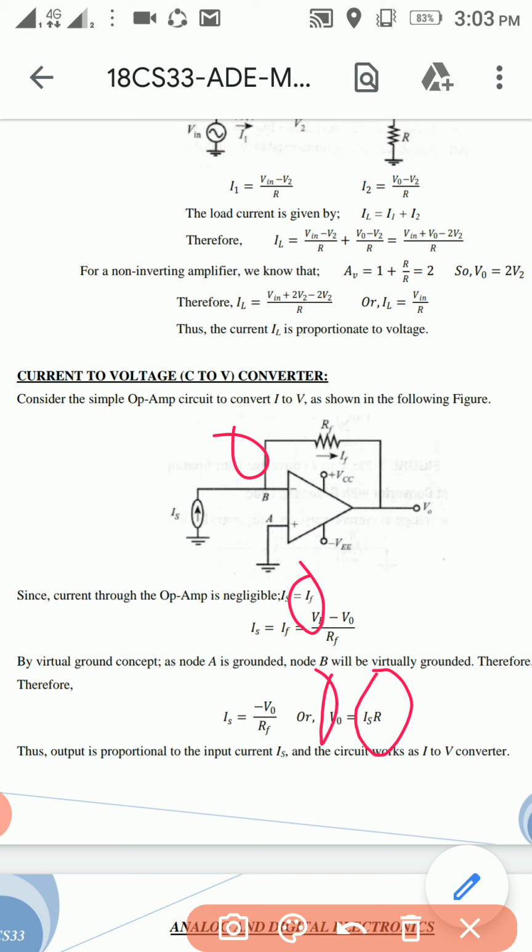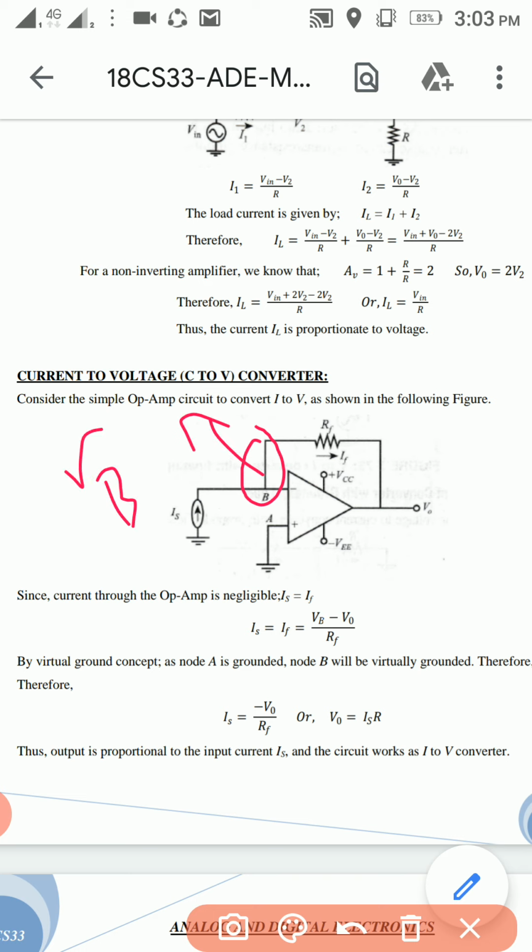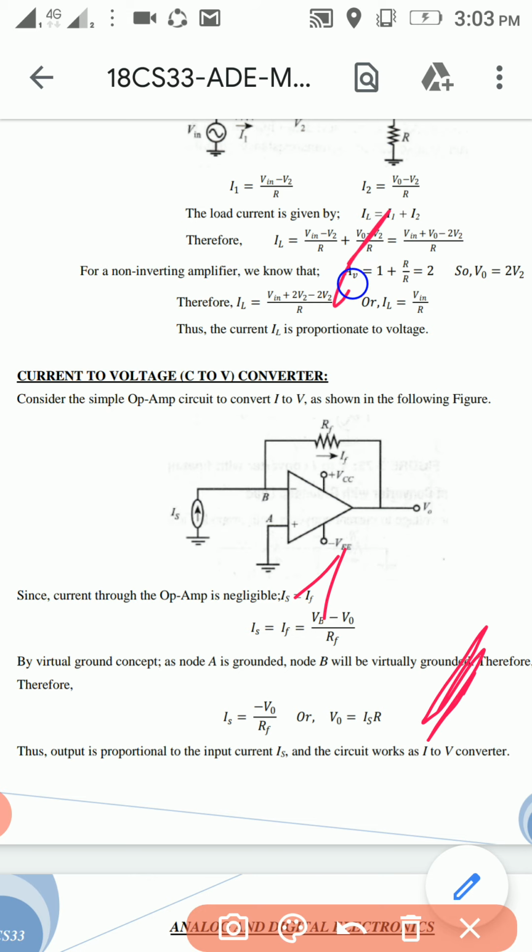Here is the same scenario and concept: this is grounded, it is 0, right? But this is not grounded, it is virtually grounded, right? So for that reason VB is 0. Are you getting my point? VB is 0 means only this expression is gone here, so only what is left is minus V naught divided by this one. That is the concept. Here also I applied the same concept.